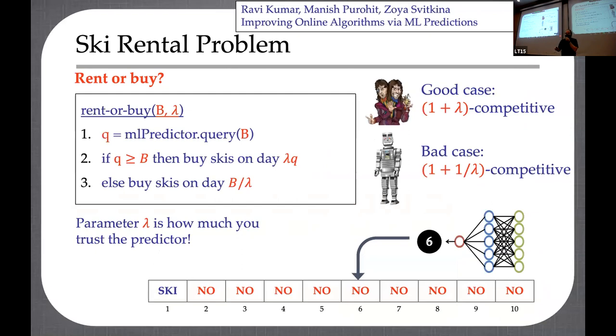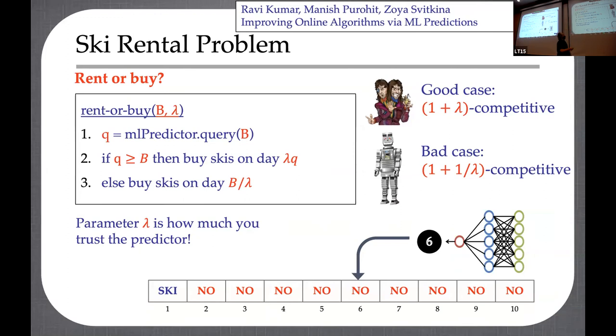It turns out that this gives you a good solution, and I'll leave this as an exercise to think about later, if you like. The right thing to do is this: lambda here is just a parameter on how much you trust the oracle. It's a tunable parameter. If the oracle says Q, that's how many days you want to go skiing, then if Q is bigger than B, you buy on day lambda Q. So if lambda is a half, this means you wait Q over 2 days.